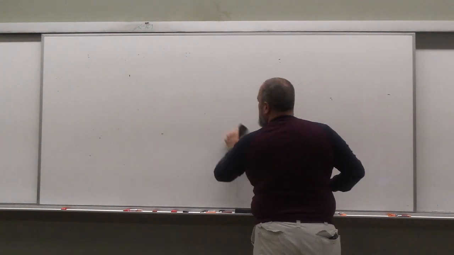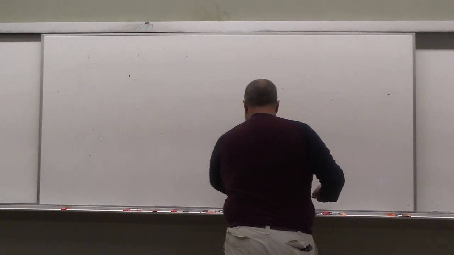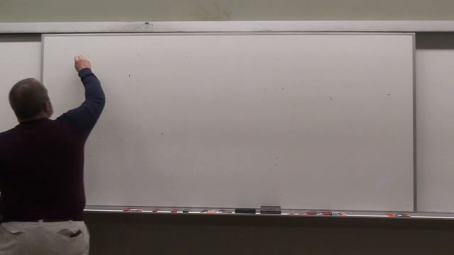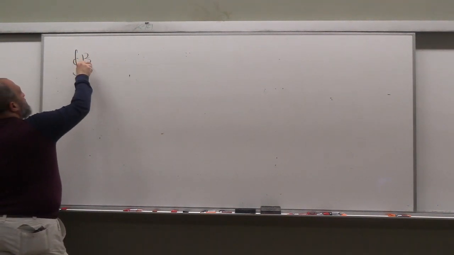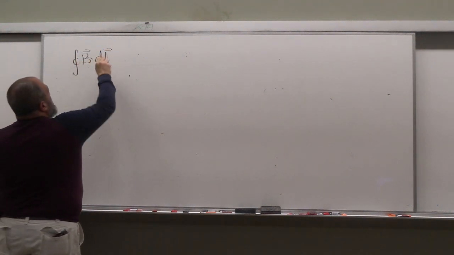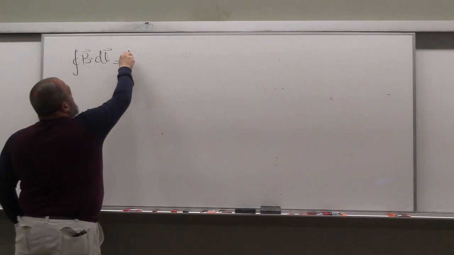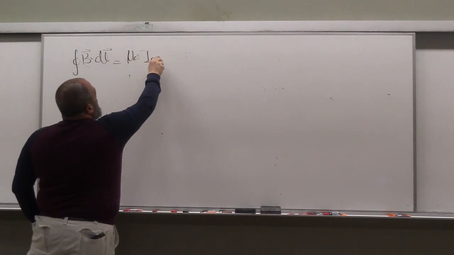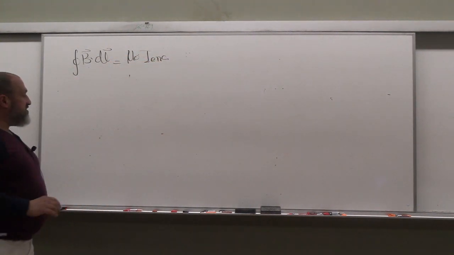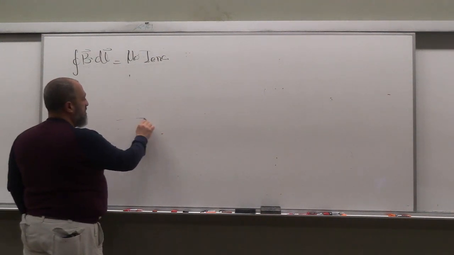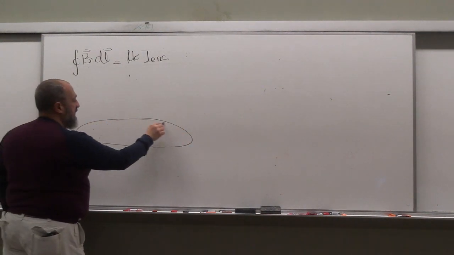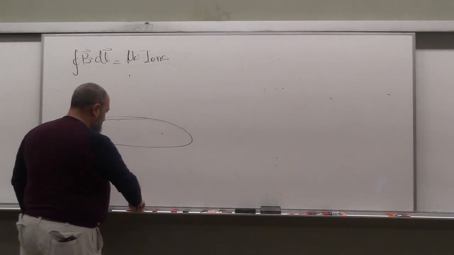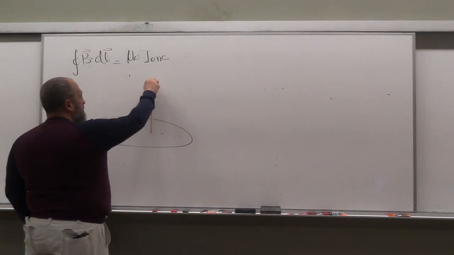So the statement of Ampere's law is the following. The integral of B dot dl around the closed contour is equal to mu naught I enclosed. Okay? Let's take the example of, let's say our contour is nice and simple like that, right? And I have current I flowing this way.